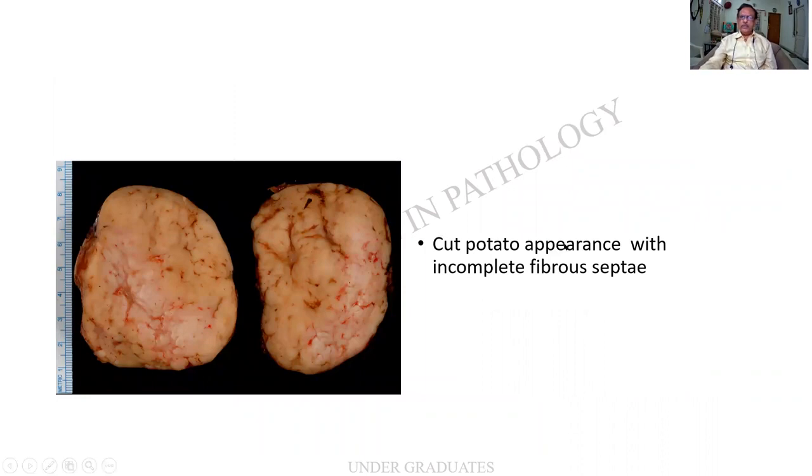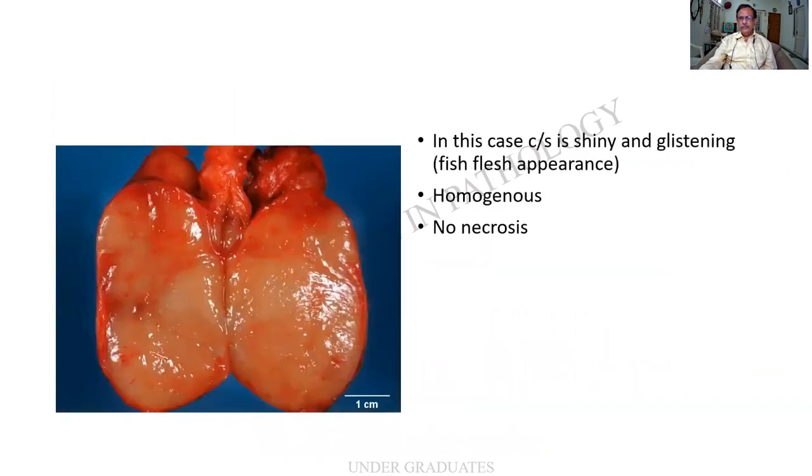So this again is a cut potato appearance, and there are some lines that I'm seeing. These are incomplete fibrous septae. Otherwise, it is a solid enlargement of the lymph node. In some cases, however, it is not solid. If I touch it, it will be quite soft, almost like a fish flesh. So the gross appearance can be described as a cut potato appearance or a fish flesh appearance. It is glistening and shiny in this case. Again, homogeneous, no necrosis. It is reddish here because they have just now dissected the specimen.